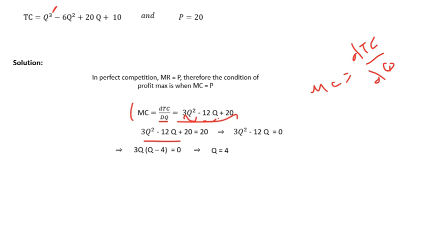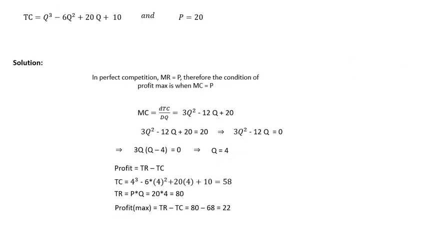Then we will get 3Q squared minus 12Q equals 0, and by factoring it we get 3Q times (Q minus 4) equals 0. Then we have two solutions, either Q equals 0, which doesn't make sense in production, or Q equals 4. So the profit maximization happens when the quantity produced is 4.